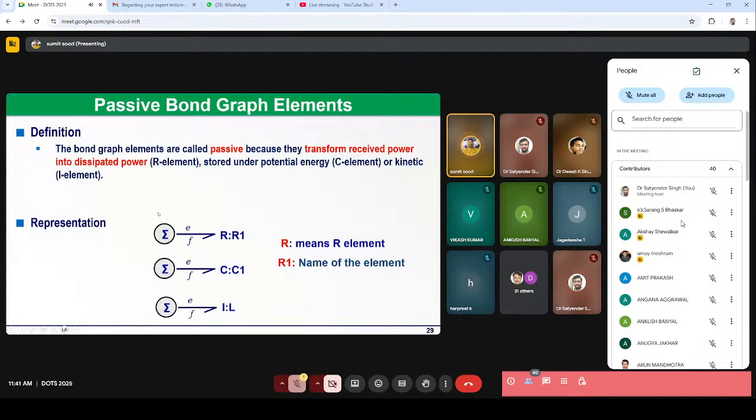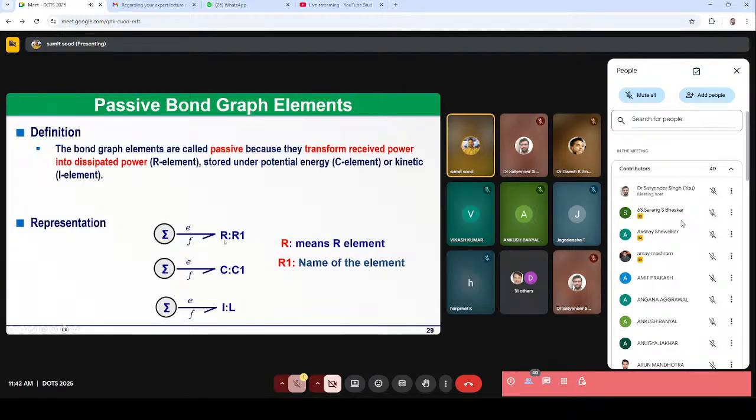So by definition, the bond graph elements, like I said, are passive elements that can receive power, and then either dissipate it or store it in the form of potential energy or kinetic energy. Usually it is represented the same way: here, this is the power bond, representing that power is being transferred from the system to the element.